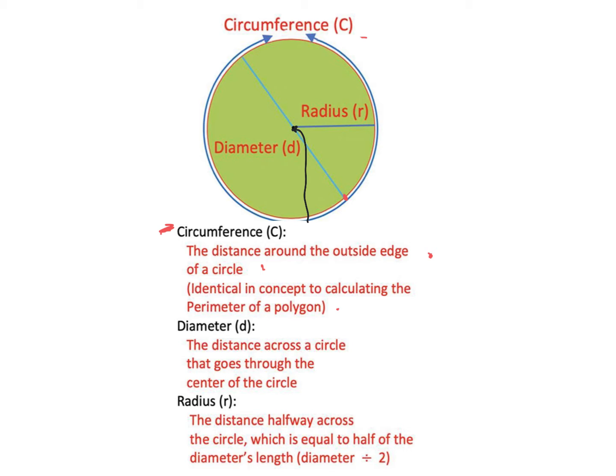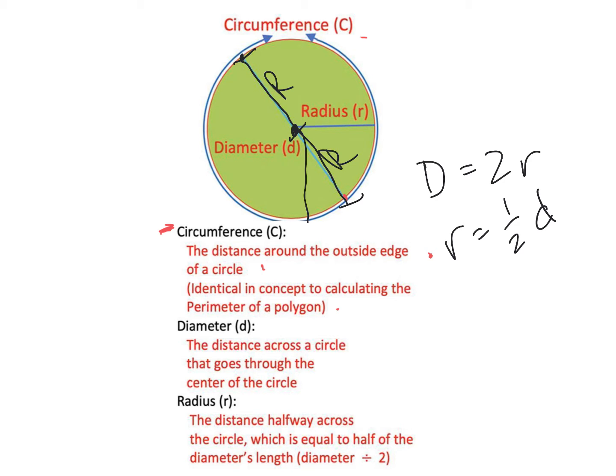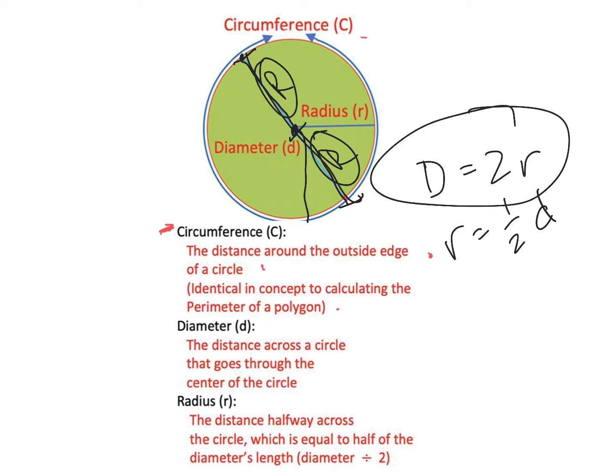So hopefully you can see the relationship between the diameter and the radius. A diameter is 2 times the radius. A radius is half the diameter. Do you see that? I hope so, because this is a radius. From here to here is your radius. From here to here is also your radius. It's the same amount. So it takes 2 radii to equal 1 diameter, or half of the diameter is 1 radius.